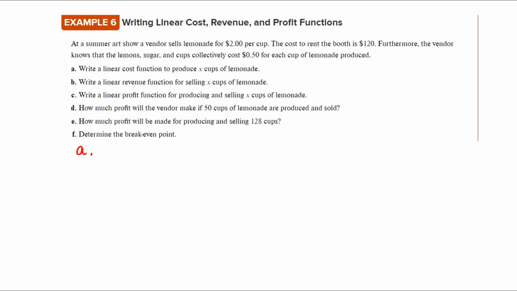All right. So first of all, the costs are renting the booth, $120. Doesn't matter how much lemonade you sell, whether you sell any or not. You're going to have to pay that $120. So C of X, our cost function, is going to be that 120 is going to be our B. That's going to be what we have to pay no matter what.